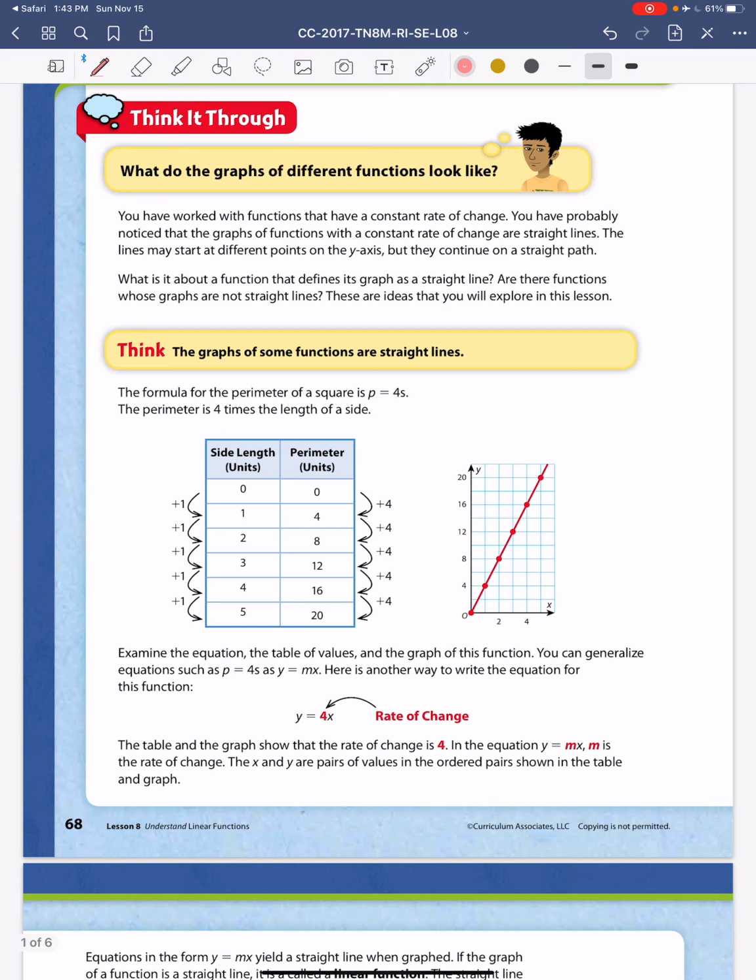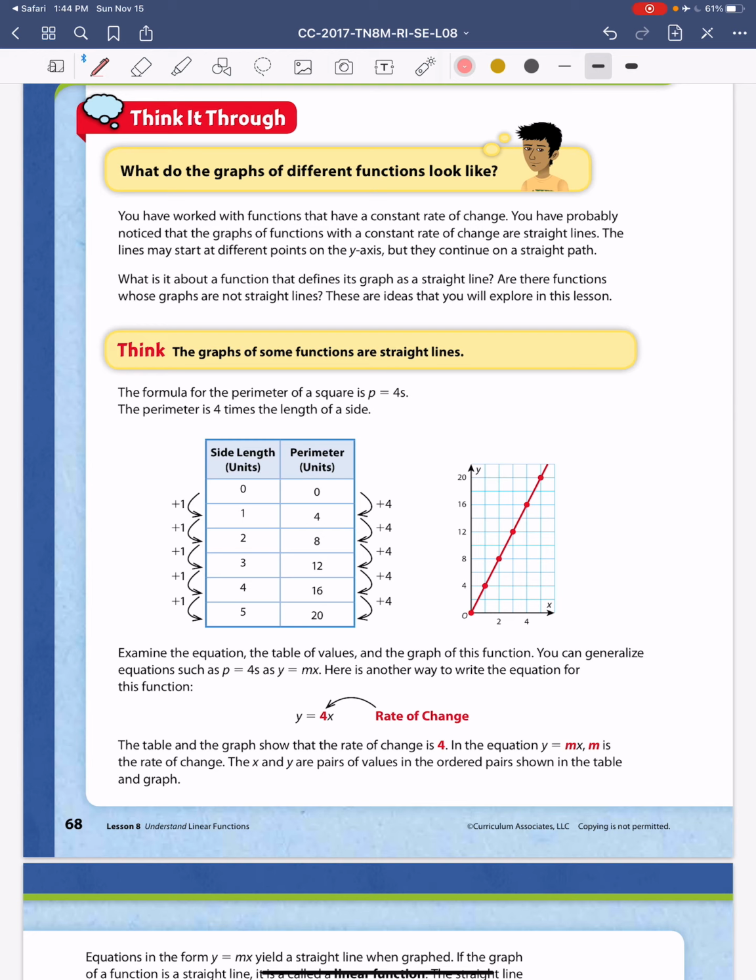So think, the graphs of some functions are straight lines. The formula for the perimeter of a square is p equals 4s. The perimeter is 4 times the length of a side. So if the side length was 0, then the perimeter will be 0. If the side length is 1, the perimeter will be 4, and so on and so forth. Examine the equation, the table of values, and the graph of this function.